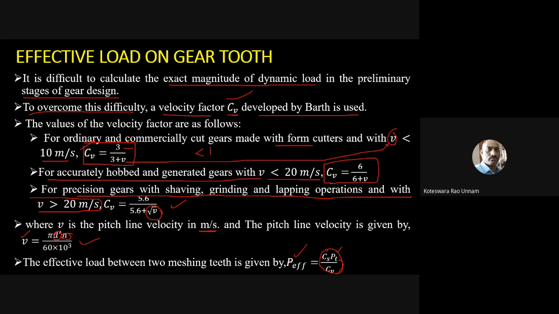So using CS and CV, now you can convert the total load, or effectively you can calculate the effective load. The effective load is going to be CS PT divided by CV. Using this P effective load, only then can we design the gear. For your design to be safe, your P effective, the effective load on the gear, should be less than the beam strength of the gear. Then you can say that the gear is going to be safe. Otherwise, the gear is going to fail, or you need to redesign your gear.